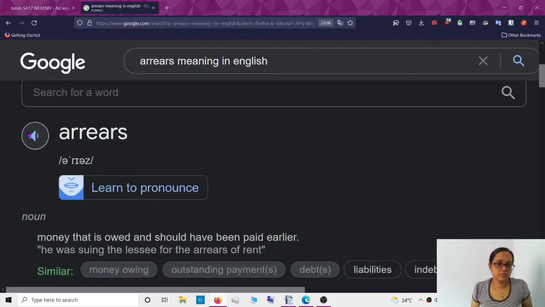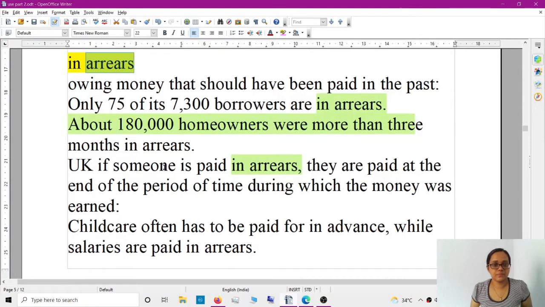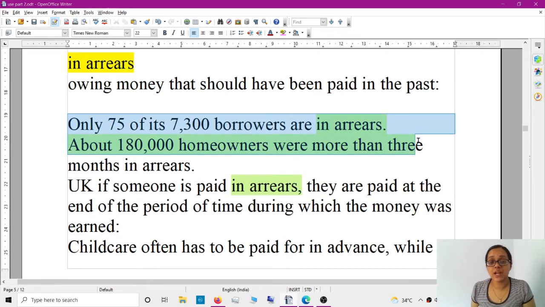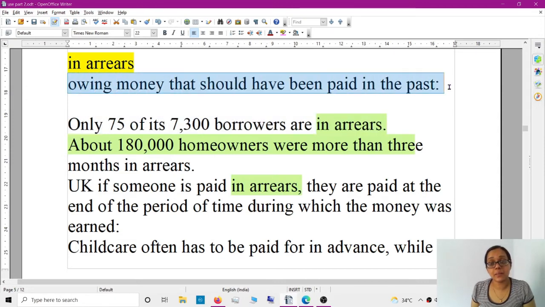Next is arrears. Only 75 of its 7,300 borrowers are in arrears. Which means owing money that should have been paid in the past, that is known as arrears.